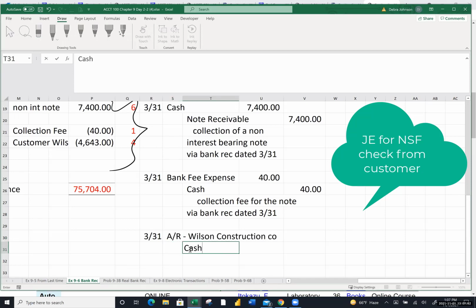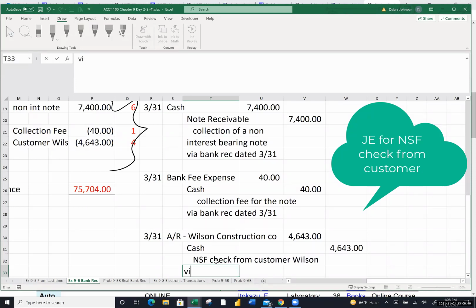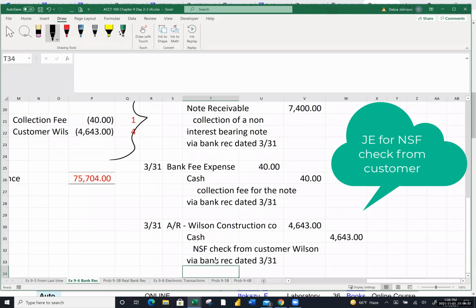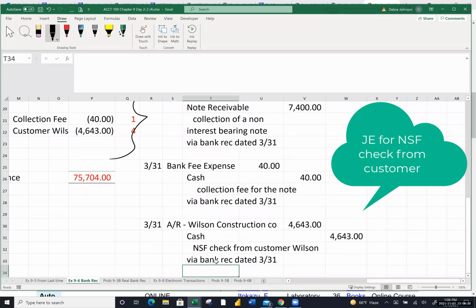And of course, the cash went down. I'm not going to mess with changing the width of my columns. I'll just move it over in the interest of time. And again, this is the company's cash account that you're touching. NSF check from customer Wilson. These journal entries that you're creating should stand on their own. You need to leave a good audit trail, especially for a large number. This would be a large number for my company. That would catch an auditor's attention, right?